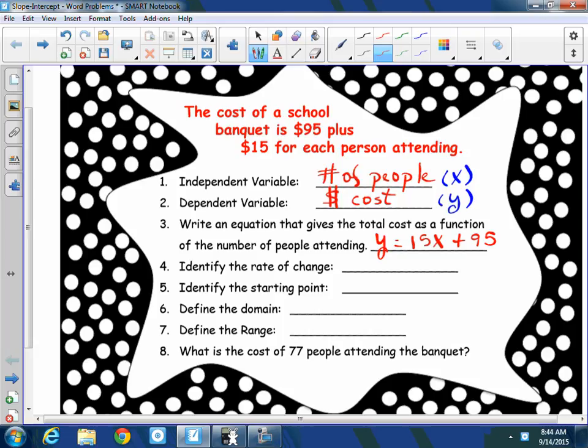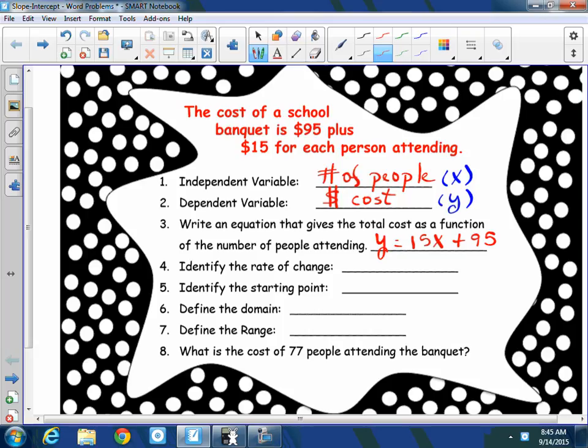The y-intercept. What is the y-intercept? Your starting point. Thank you very much. Your y-intercept is your starting point, which means if there are no people attending the banquet, how much money do I still need to pay? $95, okay? Your y-intercept, x is always 0, all right?